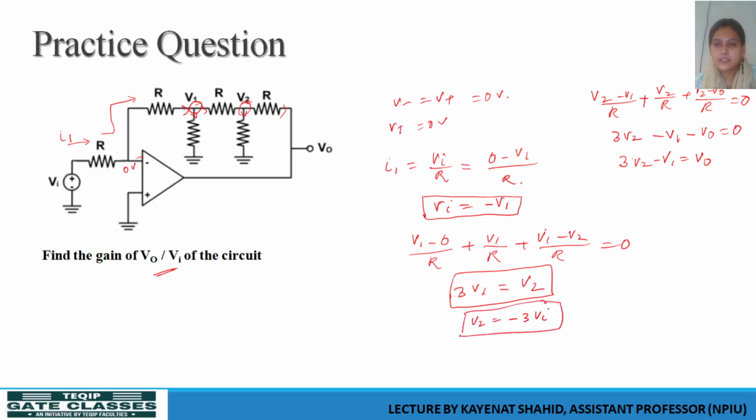From this equation we can find out this value. So what is V2? V2 is 3 into minus 3 VI, and this V1 is nothing but VI, so this is VI and equal to V of O. So this implies VO is nothing but 9 plus 1, that is minus 8 V of I. Okay, so we can have a gain of minus 8. This is our output relation.